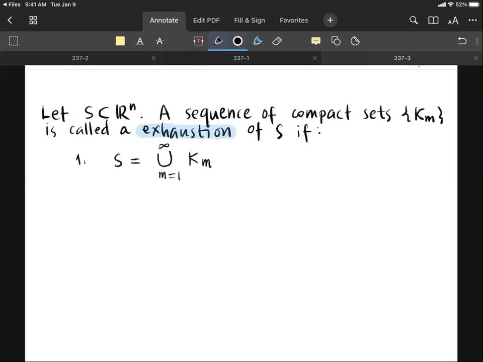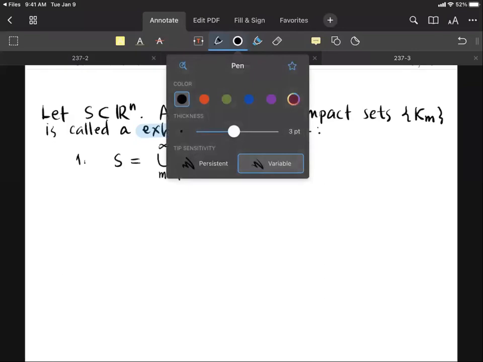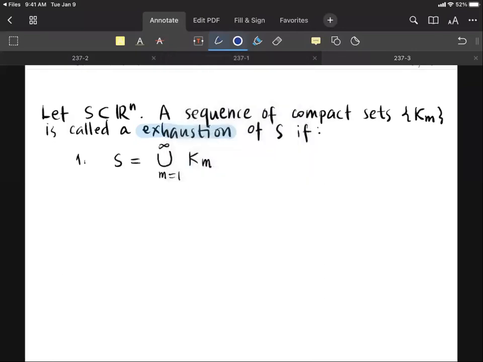Okay, so that is probably the explanation why it's called an exhaustion. If you take the union, you can exhaust all elements in S. In particular, this implies that K_m is a subset of S, for any m.